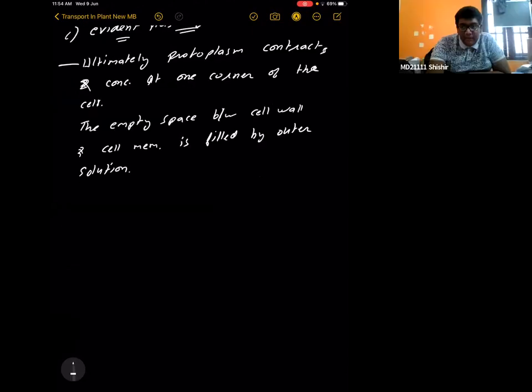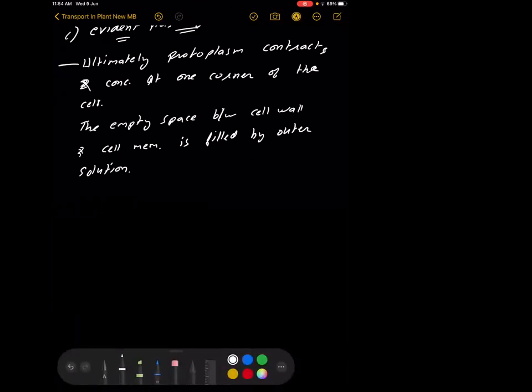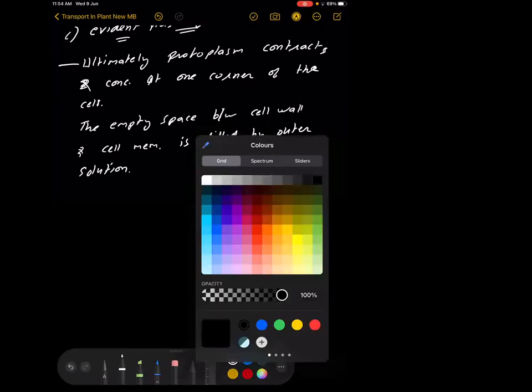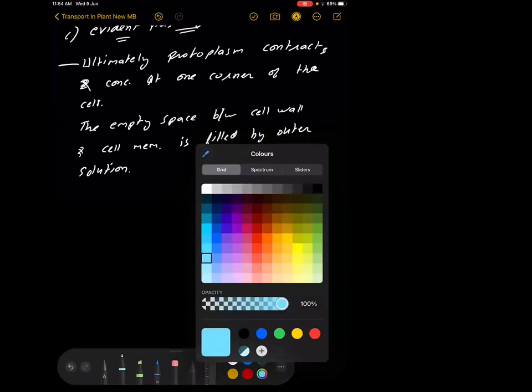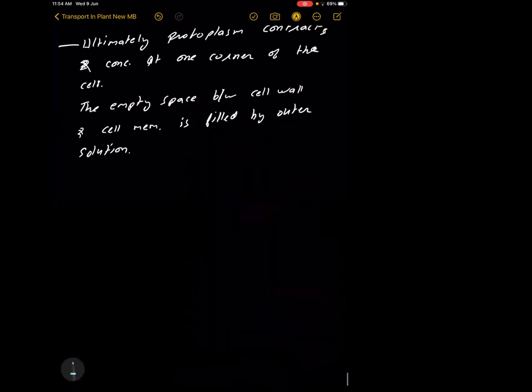Sir, how many absorptions are there in plants? Basically 2, active and passive. Passive absorption means there is no requirement of energy. Otherwise, in active absorption, the plant uses energy.